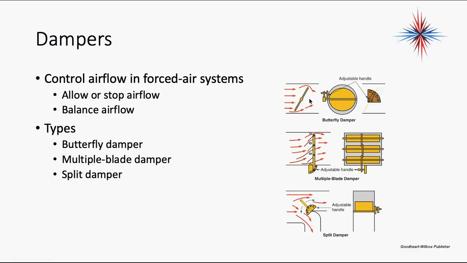Okay, you have different types of dampers: butterfly damper, multi-blade damper, and split damper. In residential, you're going to most often see the butterfly damper. That's the top one. In commercial, we start getting down to the multi-blade dampers. Okay, we use them all over the place for airflow control. Split dampers are used as fire dampers. We're going to talk about that as we start talking about some of our blueprints.